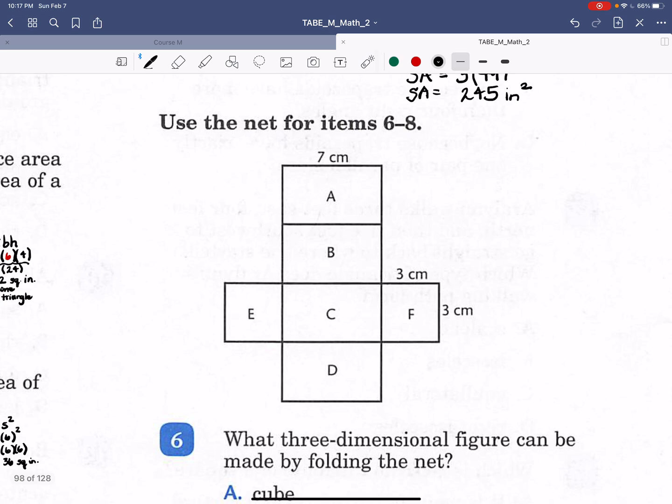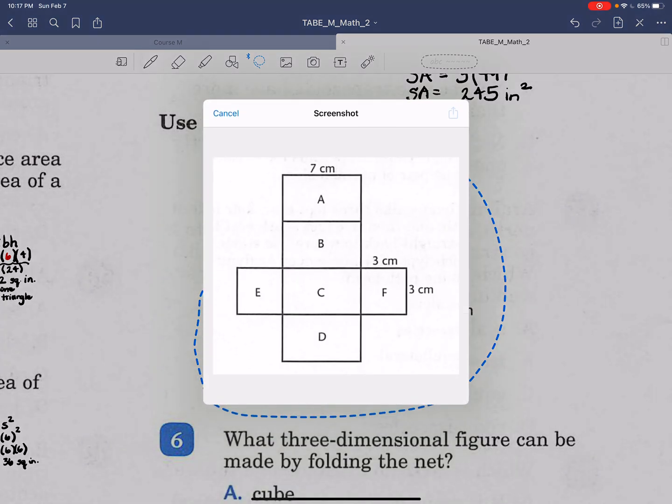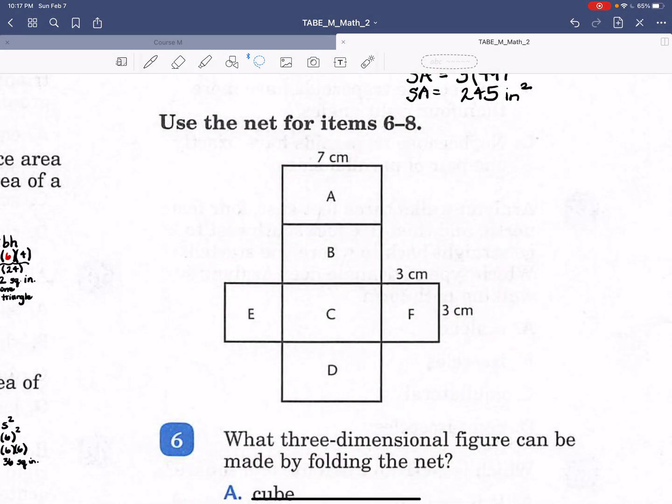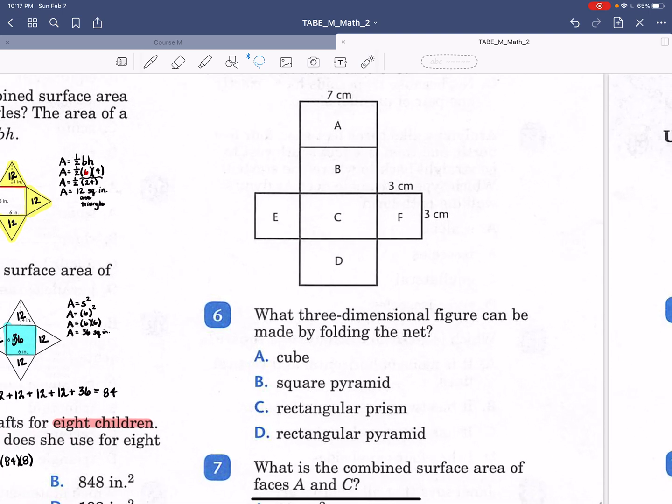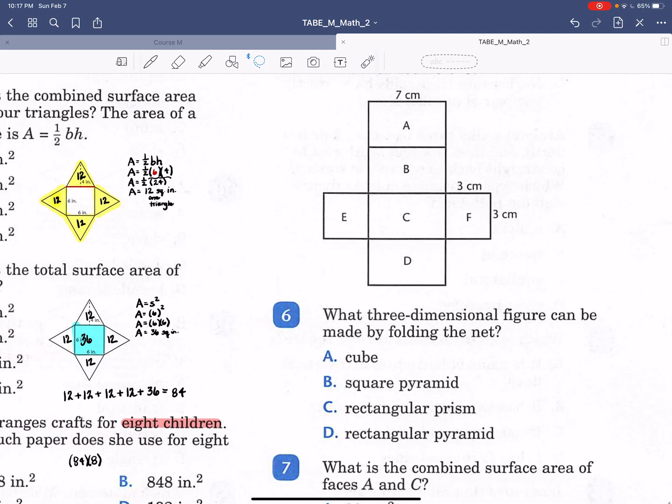Number 6, we have a new net. So let me take a picture of that one. What three-dimensional figure can be made by folding that net? If you folded it up, it would not be a cube because the sides are not even. It would not be a square pyramid because there are no triangles involved. It's a rectangular prism. It's a box. It could not be a rectangular pyramid because there are no triangles involved. So number 6, it would be a box if you folded it up.